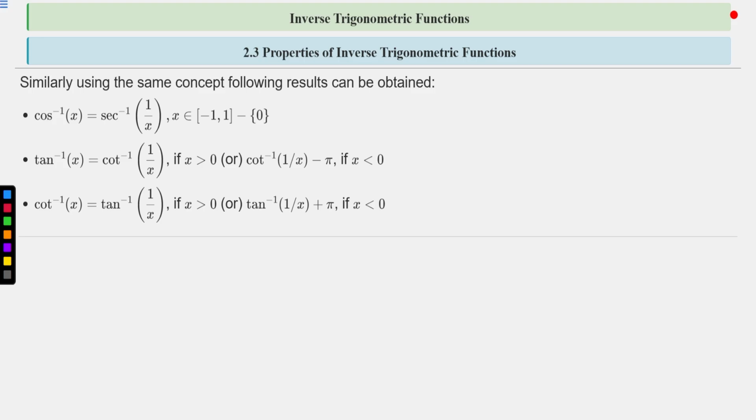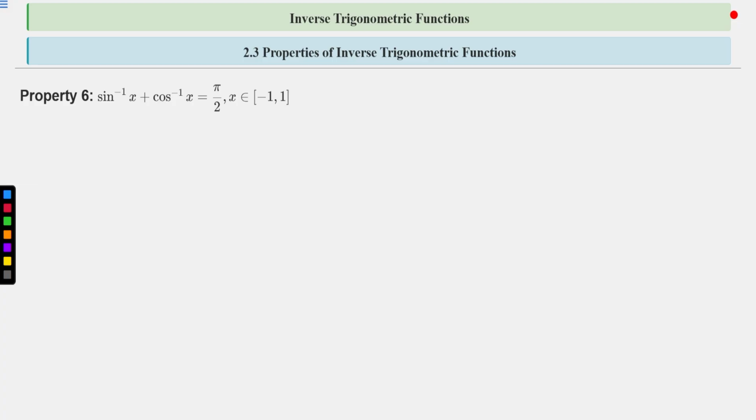Okay, let us move to the next property. Property 6. See, this property is very important. Sin inverse x plus cos inverse x is equal to pi by 2 for all x belongs to minus 1 to 1, right?